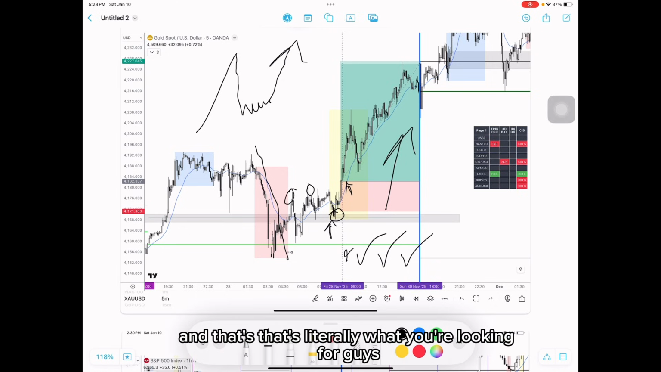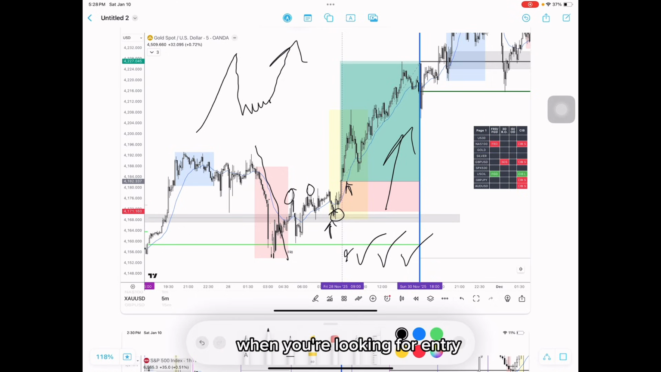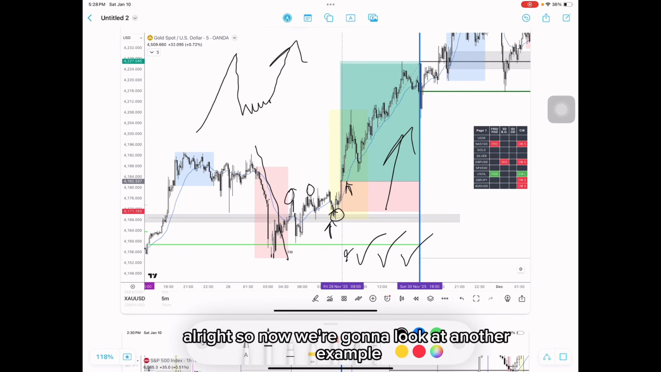And that's literally what you're looking for, guys. When you're looking for entry, if you're taking inside day signals, this is what you need to be looking for. It is very mechanical, very simple. Try not to make this too hard, okay? All right, so now we're going to look at another example.